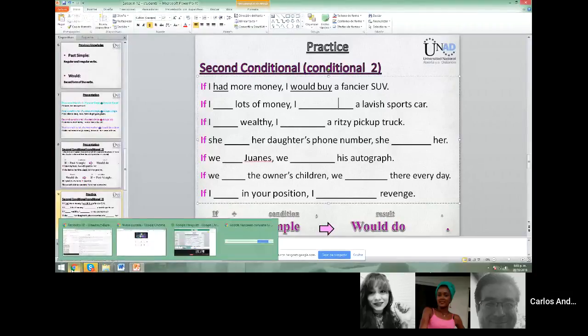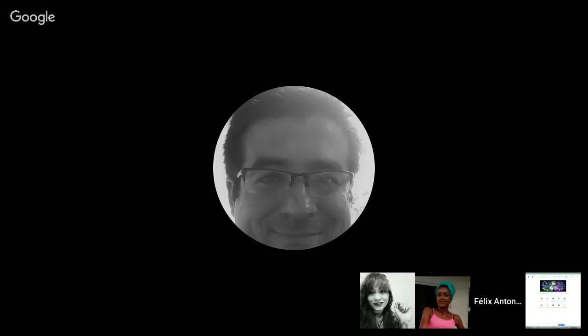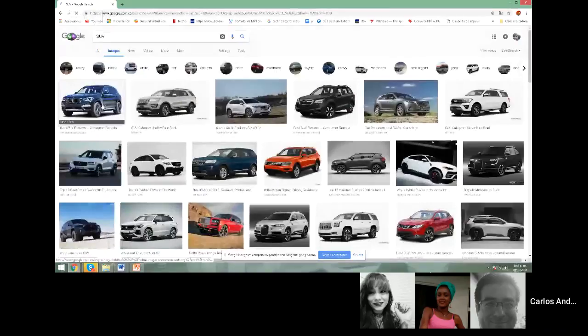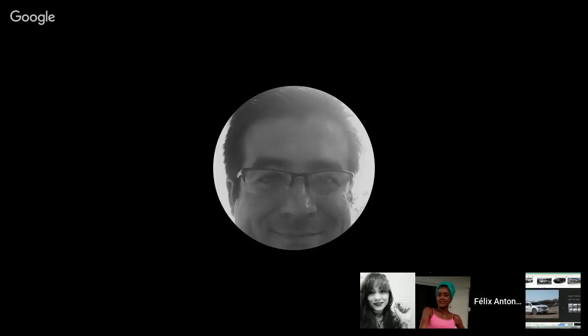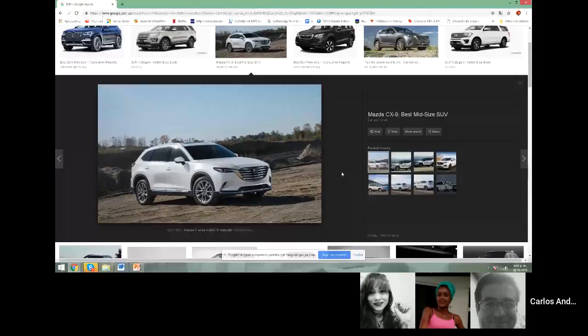Es una camioneta. No me acuerdo si con Volco atrás, algo así. Like this one, right? Yes, like that one. That is an SUV. Very good. That is an SUV.